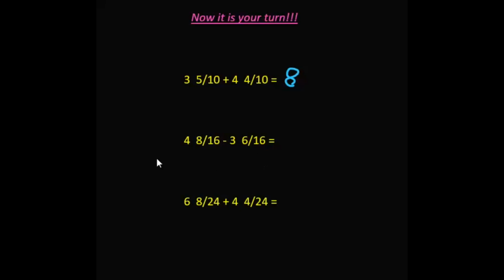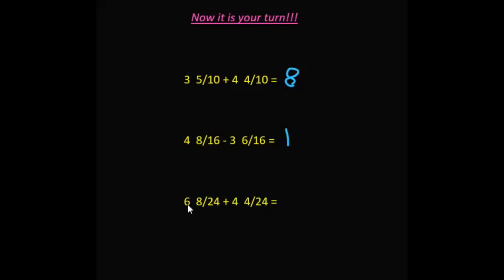So then both these numbers round to 1/2. Okay, now let's do 4 minus 3, which is 1. Half minus half equals 0. So this problem equals about 1. Okay, now let's do the next problem. 6 and 8/24 plus 4 and 4/24.